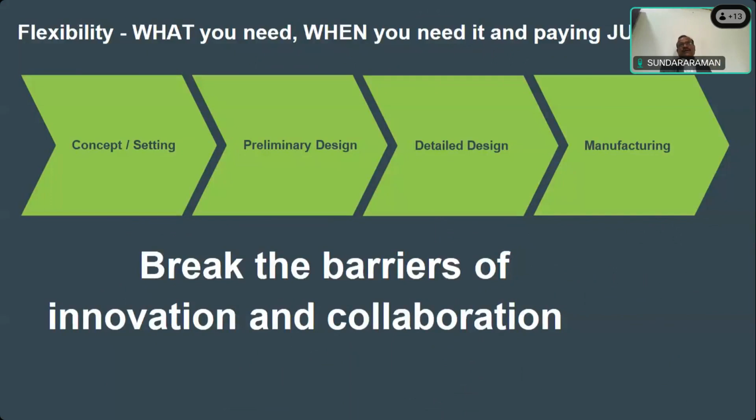So we need to work on breaking the barriers of innovation and collaboration. Basically, we need to work on the system. A physical system is not going to help us. So we need to break the physical system, have digital on board, and ensure that the system will take care of the process apart from the SOP and whatever we are doing. So that is the objective in mind. We need to work towards that.